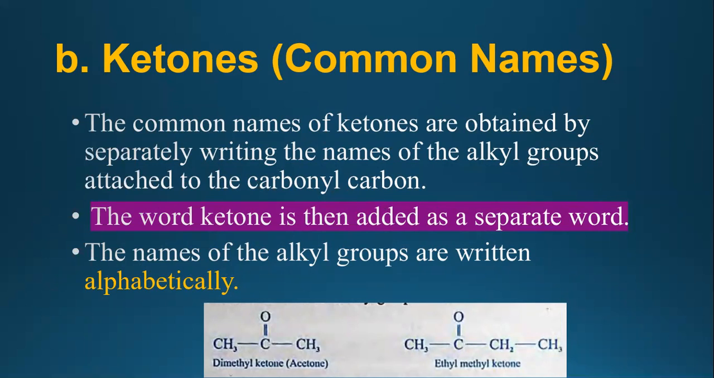So we can say that the names of the alkyl groups are written alphabetically. Consider this compound, which contains 2 carbons on each side. So the alkyl groups are named dimethyl, and the C double bond O is named ketone. So the final name of this compound is dimethyl ketone.